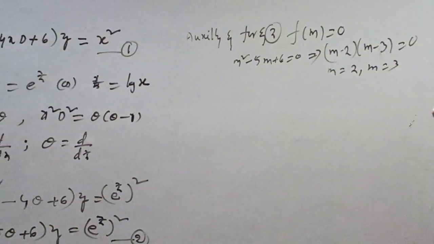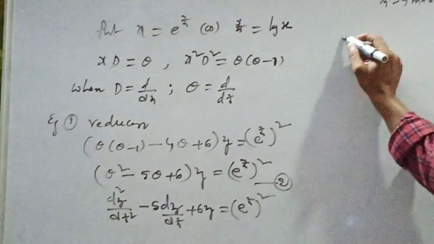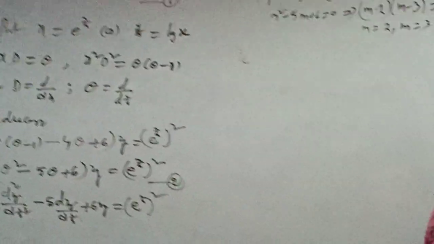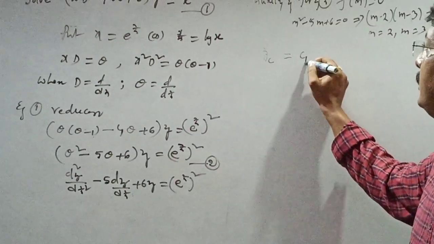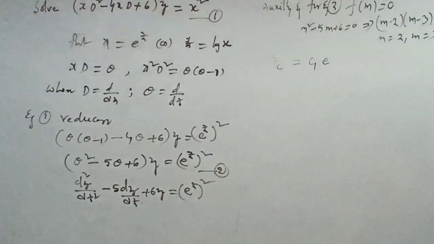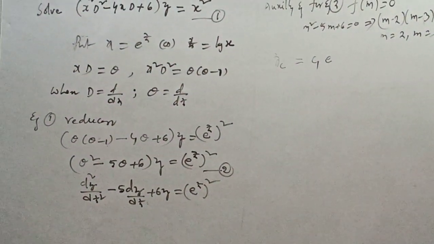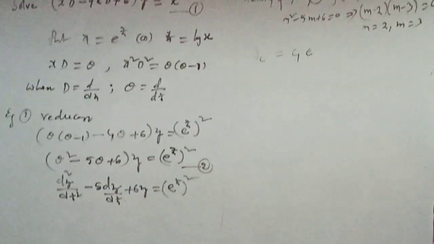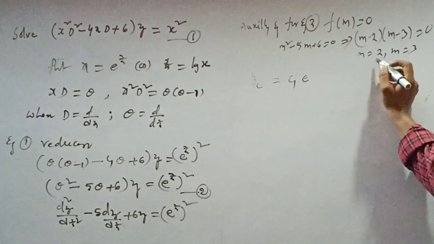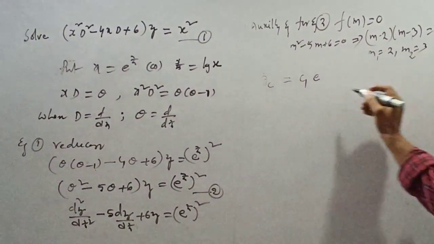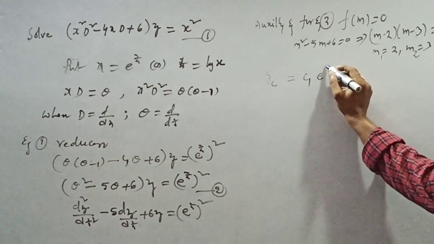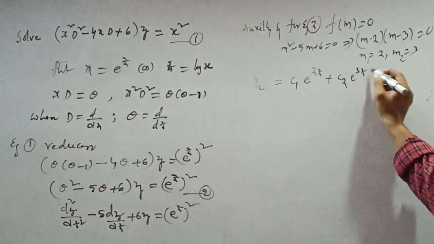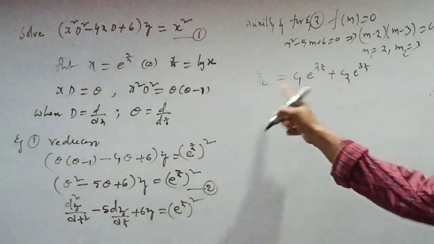So the complementary function for equation 2: yc equals c1 e to the power of m1 z. Instead of x we are taking z here. So c1 e to the power of m1 z, where m1 is 2 and m2 is 3. So yc equals c1 e to the power of 2z plus c2 e to the power of 3z. Clear? This is yc.